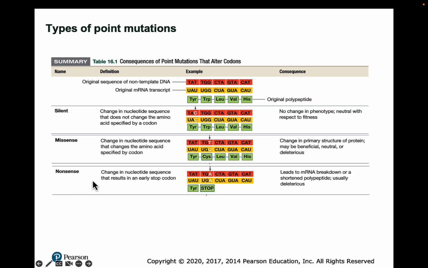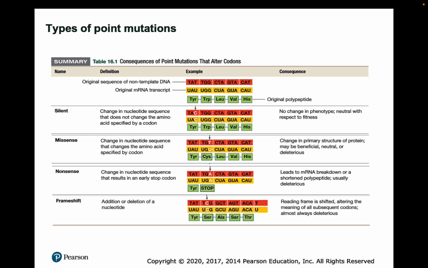A nonsense mutation is a mutation that results in an early stop codon. This is easy to look at. Here we've introduced an A into the DNA sequence. That should give us a uracil here, I don't know why the textbook has the wrong letters here, that would introduce a stop codon. If this is an actual stop codon, this would lead to mRNA breakdown or a shortened polypeptide. And this is usually deleterious, because you're just stopping the protein from being made midway.